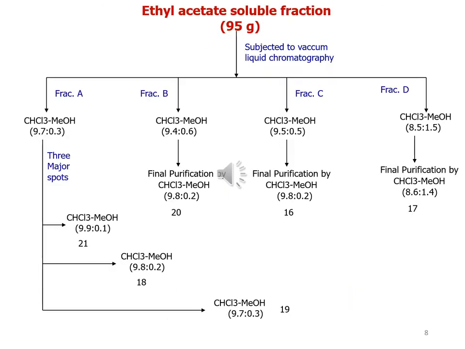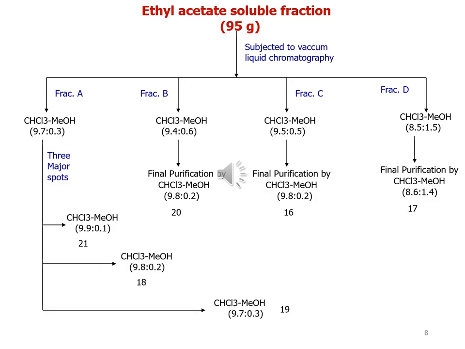The ethyl acetate soluble fraction, that is 95 gram, is further subjected to column chromatography by using an organic solvent system, that is n-hexane, chloroform, chloroform-methanol, and methanol. In this way, we obtain a total of 4 fractions: fraction A, fraction B, fraction C, and fraction D.